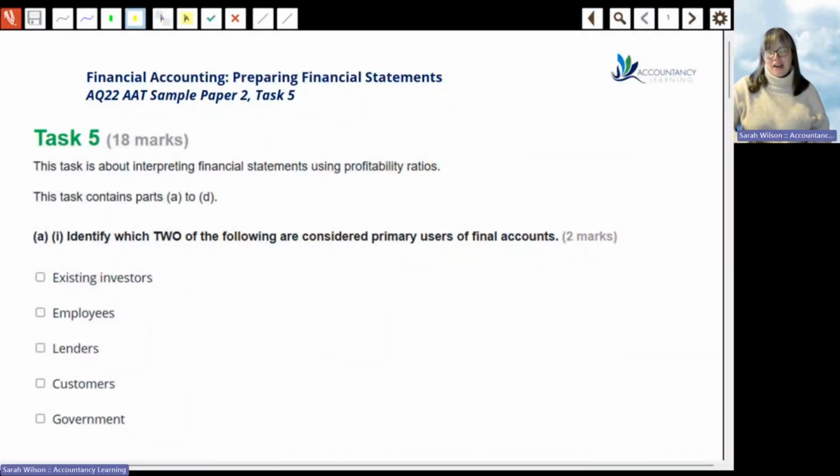I'm Sarah, a tutor here at Accountancy Learning, and in this video I'm going to take you through the Financial Accounts AAT Sample Paper 2 Task 5.